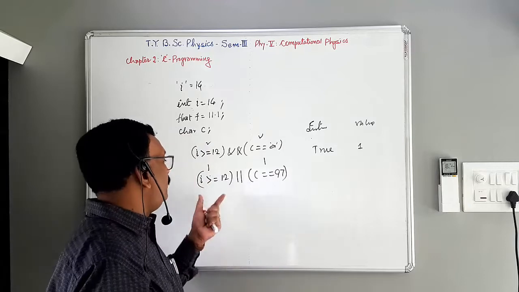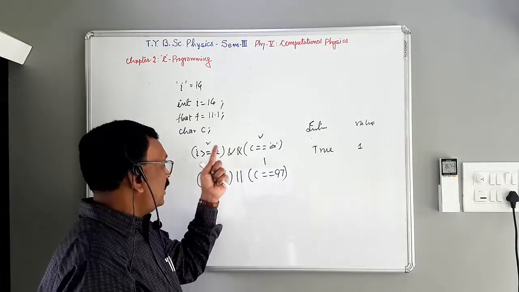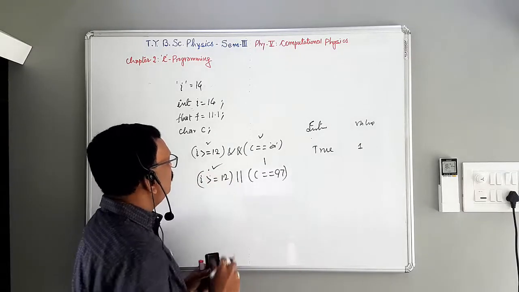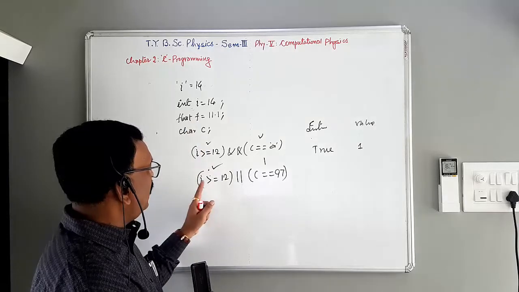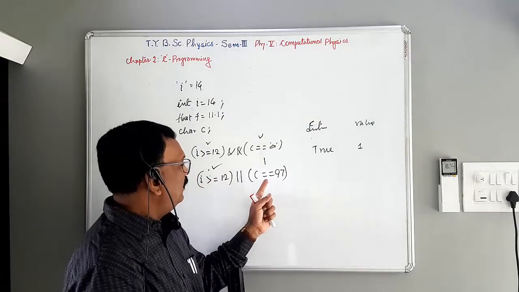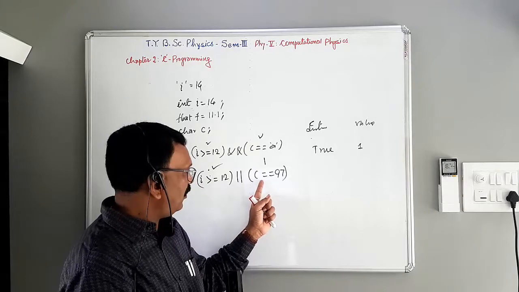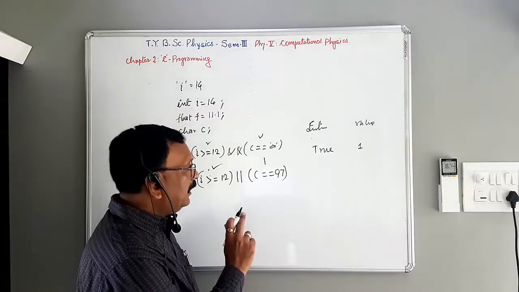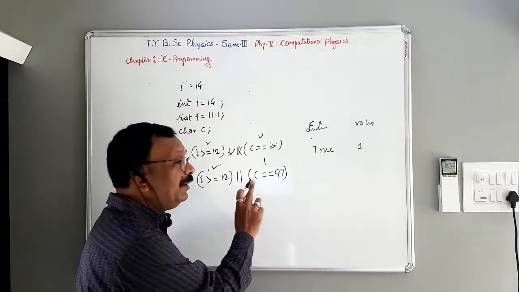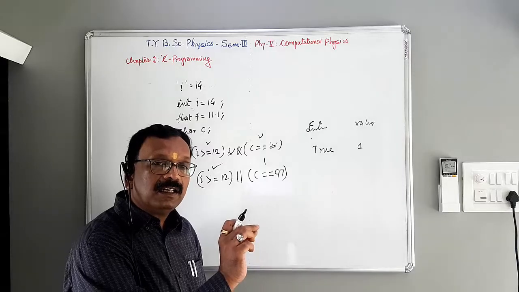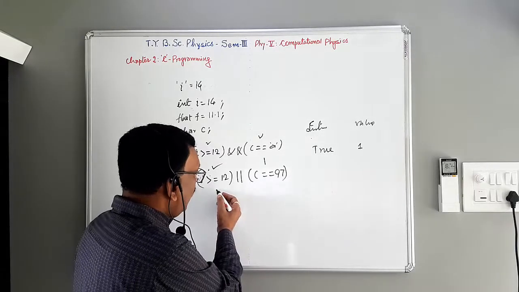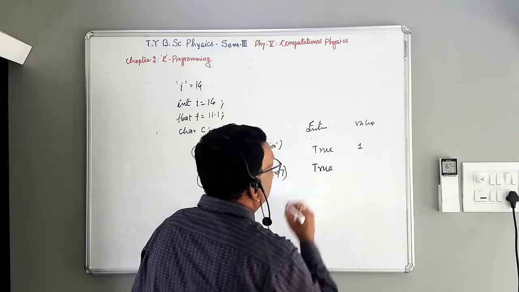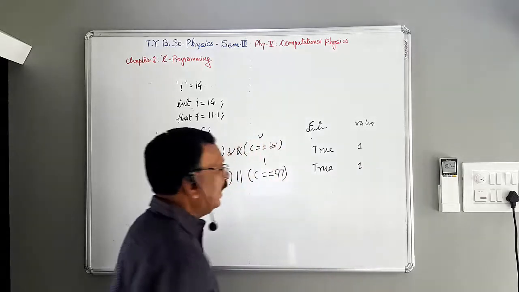See here, there are 2 expressions joined by this logical OR operator. In this expression, the first condition is true, I is equal to 14 and 14 is greater than 12. This condition is true, but this condition is false. C is not equal to 97, it is equal to A. In the logical OR operator, if any one of the conditions is high, then the control will be executed. This condition is true and this is false. Therefore, the interpretation gives a true condition and we assign the value logically high.